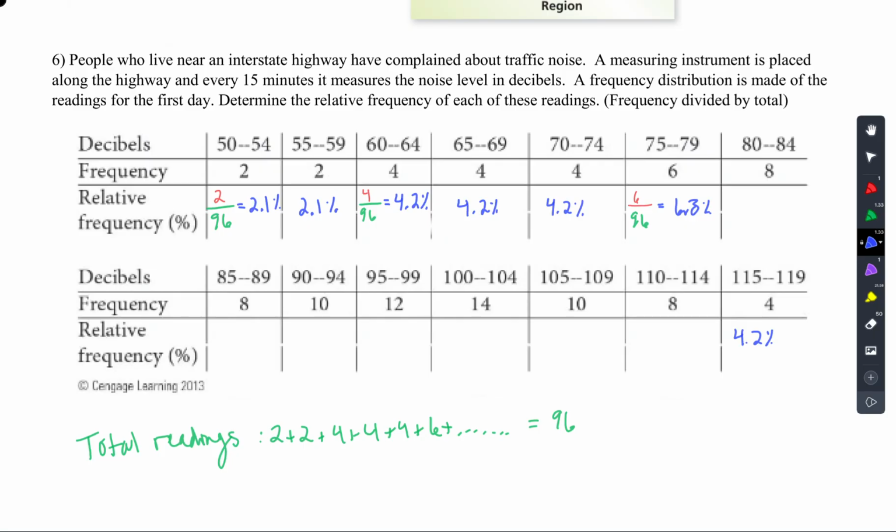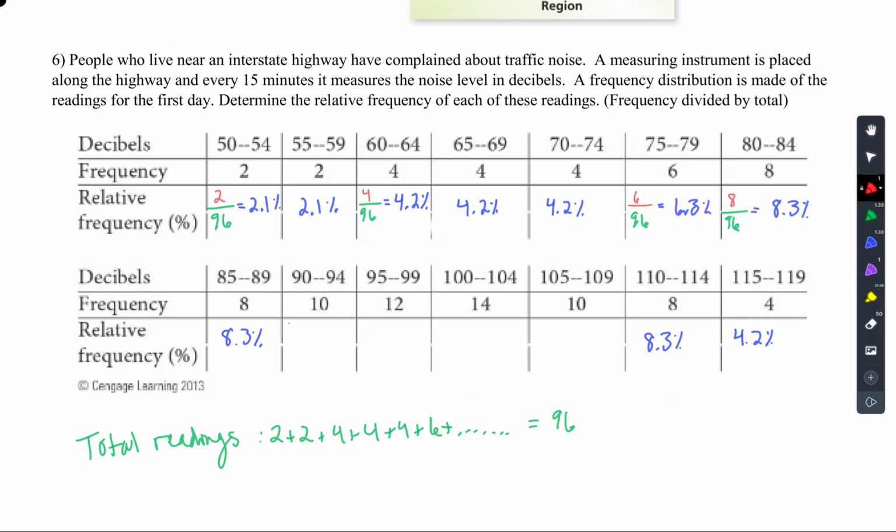Round to the tenth of a percent usually. These are usually small numbers, especially when you're dealing with a lot of data. Did I have any more 6s? No, I didn't. Dang it. 8 over 96. It's just annoying, if I'm being honest. I'd rather do other things, but that's okay. 8.3. And then you're going to do 10 over 96.